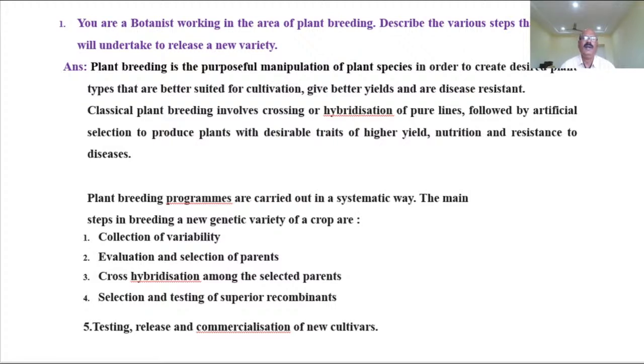Plant breeding programs are carried out in a systematic way. The main steps in breeding a new genetic variety of crop are: number one, collection of variability; evaluation and selection of parents; cross hybridization among the selected parents; selection and testing of superior recombinants; and testing, release, and commercialization of new cultivars.